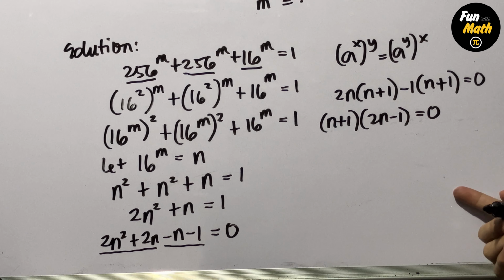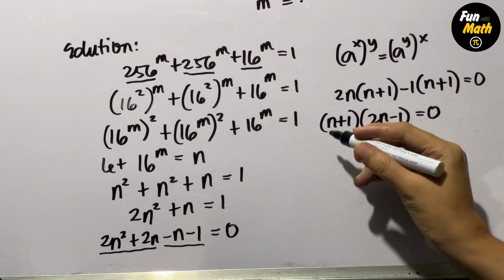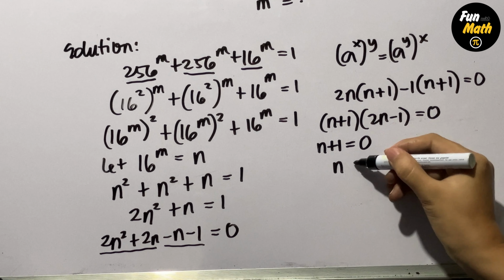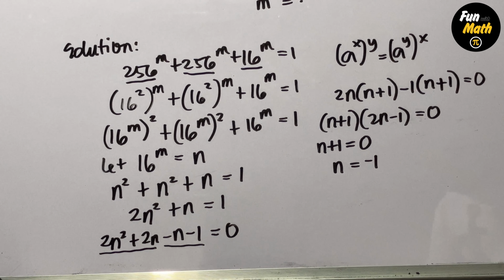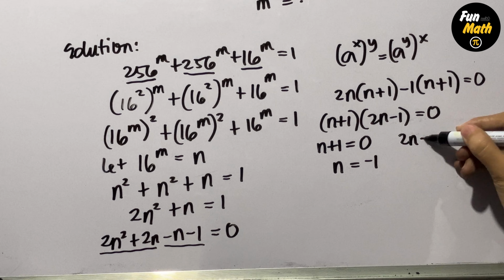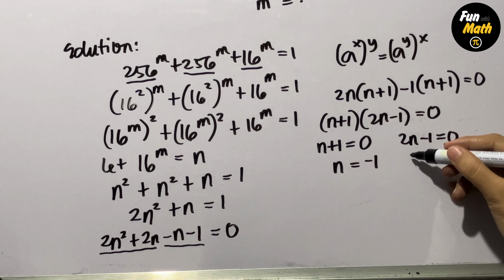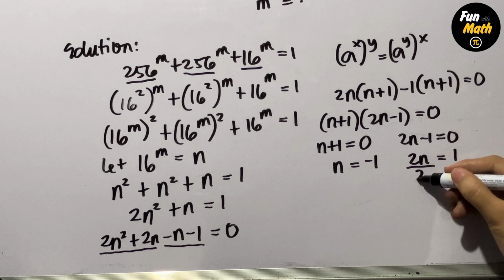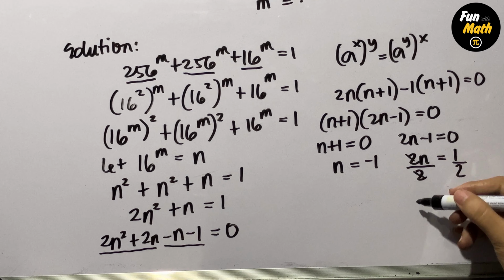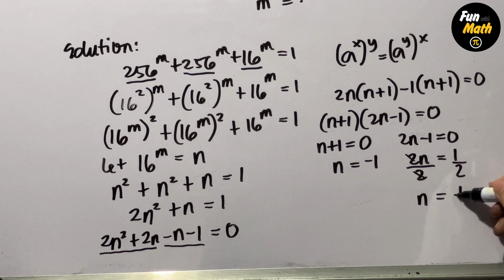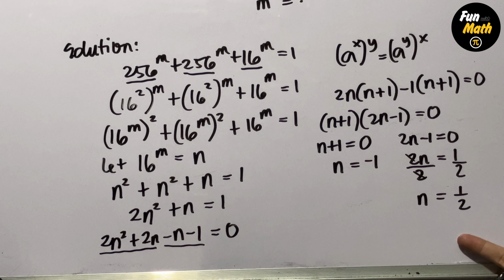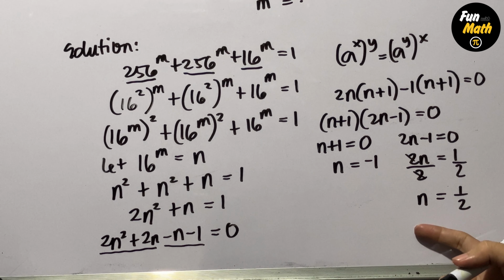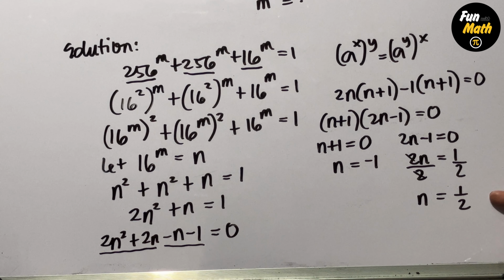For this, we can have two equations. First equation is n plus 1 is equal to 0, and that is n is equal to negative 1. Another, 2n minus 1 is equal to 0, and that is 2n is equal to positive 1. Divide both sides by 2. This is cancelled, so we're left with n is equal to 1/2. So for now, we have the values of n: n is equal to negative 1, and also n is equal to 1 half.